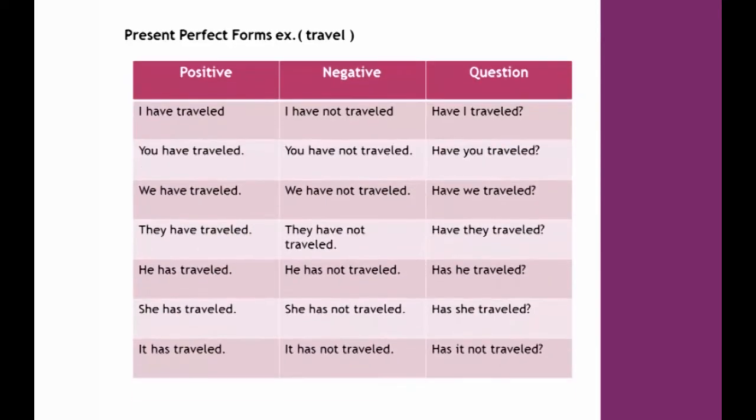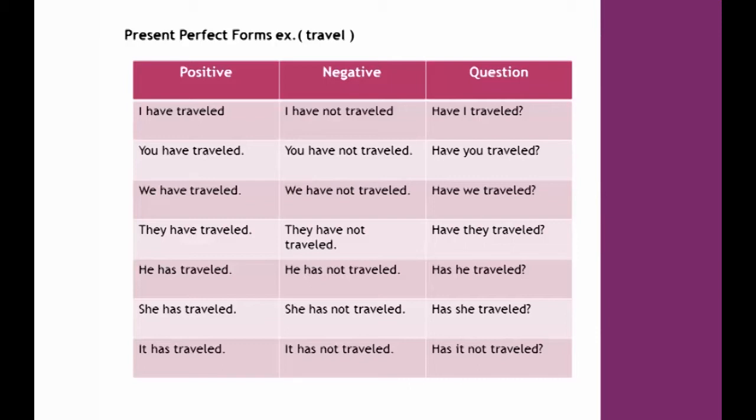Okay, we have an example of the verb travel so that we will know how to make sentences for the present perfect forms. So we have positive, negative, and question. Okay, so first person, I have traveled for positive, then negative, I have not traveled. Question, have I traveled? You have traveled. You have not traveled. Have you traveled? We have traveled. We have not traveled. Have we traveled? They have traveled. They have not traveled. Have they traveled?